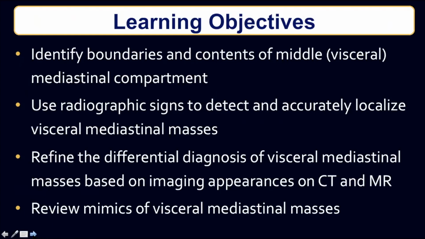We look at the boundaries and contents of the middle or visceral mediastinal compartment. We review some important radiographic signs to help detect and accurately localize visceral mediastinal masses, and then look at the imaging appearances of some masses on CT and MR and how that helps us to refine differential diagnosis in these cases. And lastly, review some mimics of visceral mediastinal masses. Now, first we'll begin with anatomy and some radiographic signs.